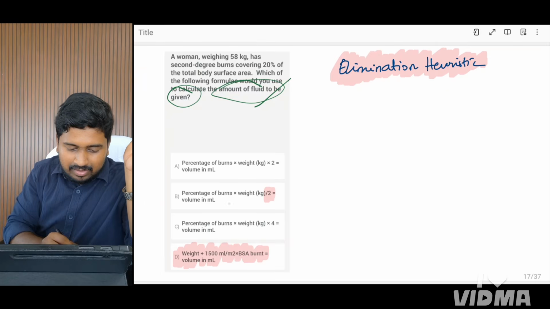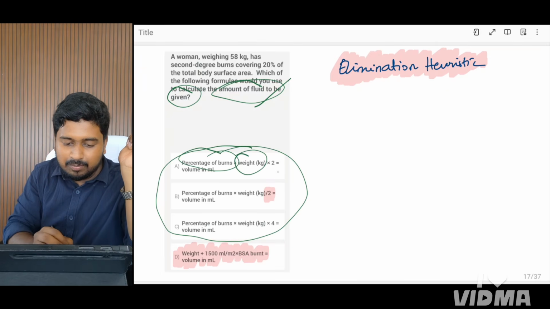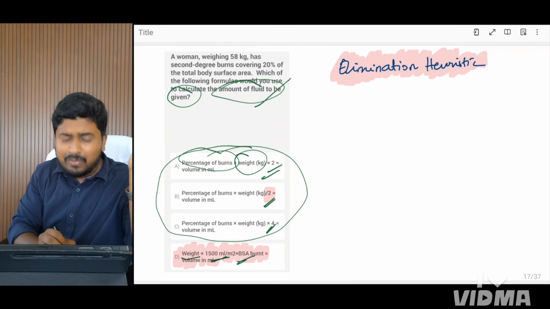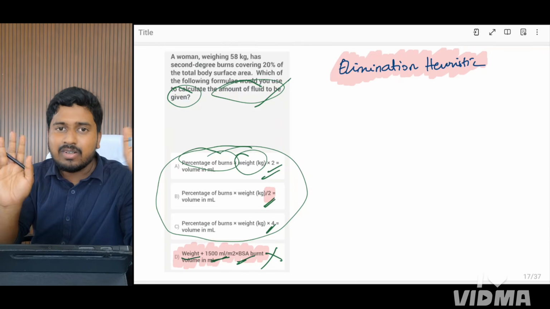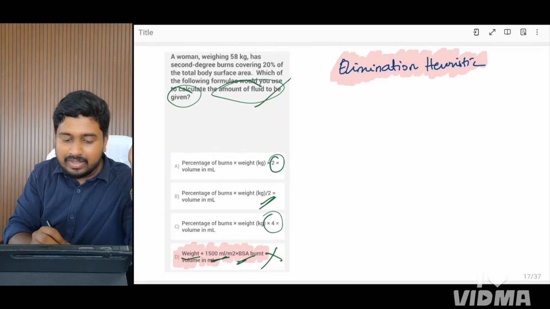See here, all these three options have the same format, okay? That is weight into percentage of burns into a numerical factor. But you see here, weight plus 1500. What is this? This is something very different. So straight away it is out of the options. Now we have two options. Now here it is into 2, here it is into 4, here it is divided by 2.